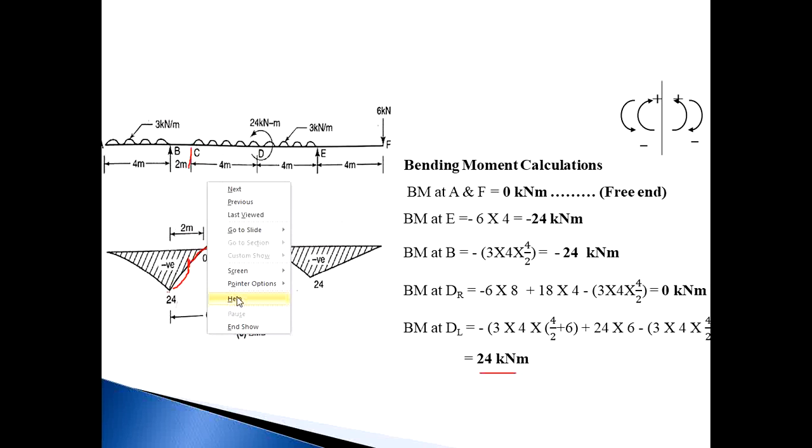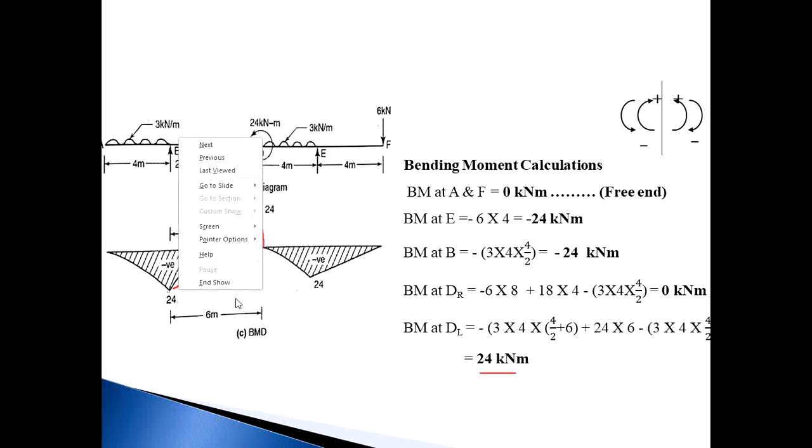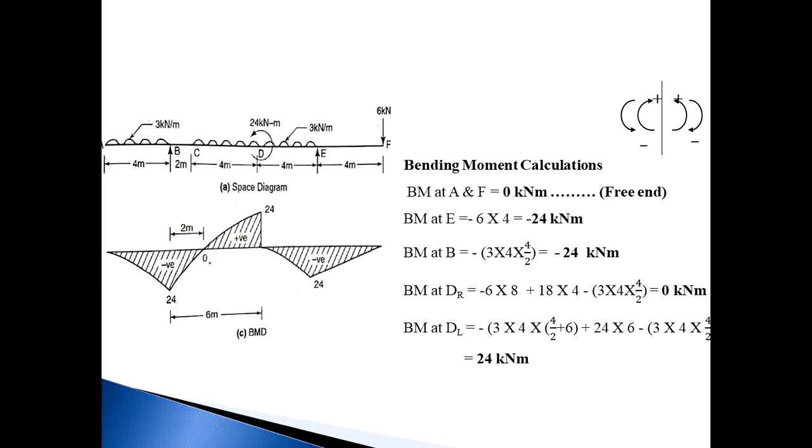I use a different color for this. So the first one, C to D, is a parabolic curve, and from B to C this is a straight line. Then next, A to B: the BM at A is already mentioned as 0, and A to B has a UDL, so you should draw a parabolic curve.